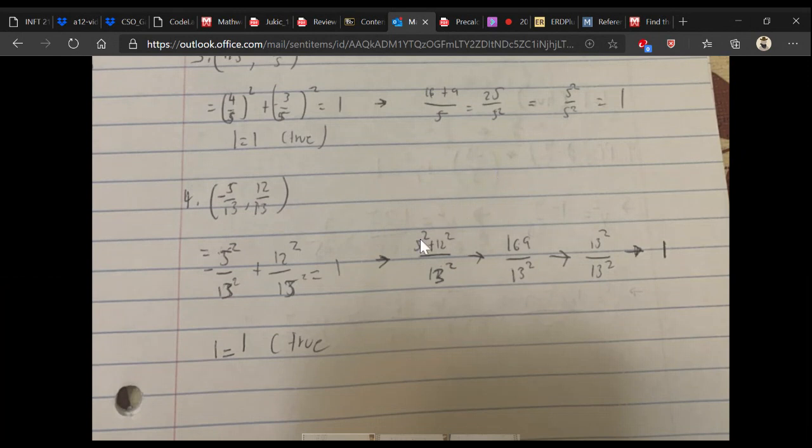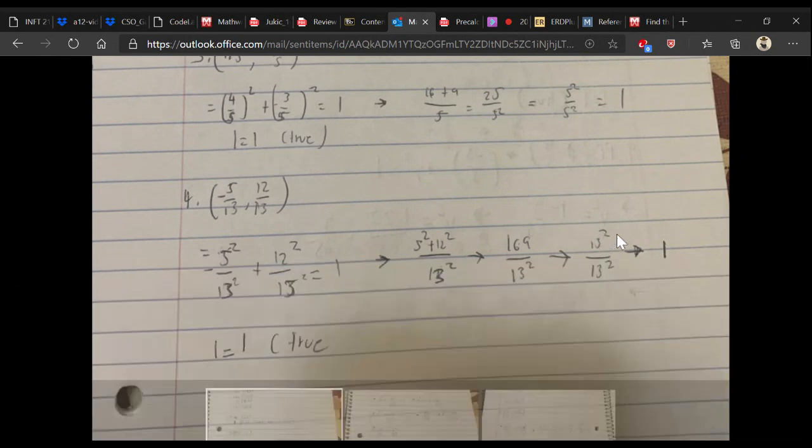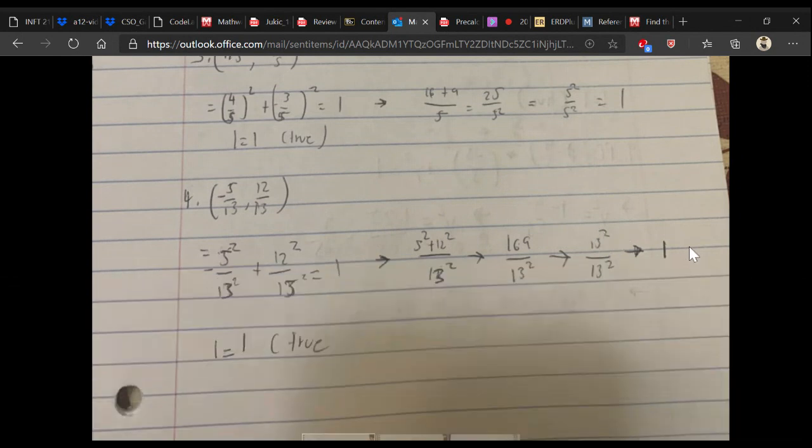Now we just add these two. First, we square both. So 5 squared plus 12 squared is equal to 169 over 13 squared. Now, what we can do with 169 is make it 13 squared so that the numerator and denominator are equal to 1. Therefore, 1 is equal to 1, meaning true.